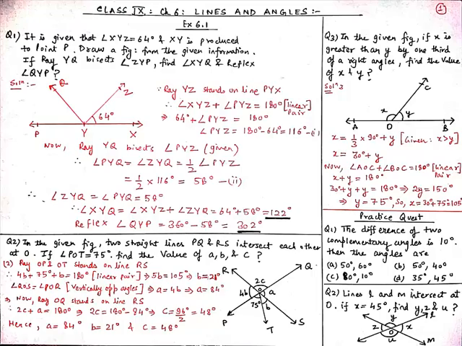Today in this video we will do some more questions based on exercise 6.1 of our chapter Lines and Angles. So our first question for today is: it is given that angle XYZ is equal to 64 degrees and XY is produced to point P. Draw a figure from the given information. If ray YQ bisects angle ZYP, then find angle XYQ and reflex angle QYP.